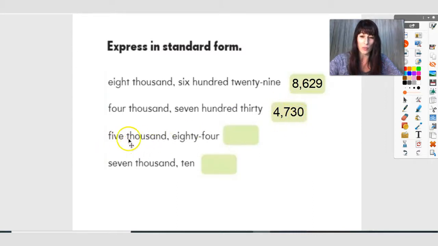Very good. Now for this one, 5,084, I would write 5,000. I don't have any hundreds, so I would have to put 0 because I didn't say 5,100. There's no 100 in my word form. And then just 84, so I have to remember to put the 0 for hundreds because I don't have any. And then 84, and then 7,010. Again, 7,000, no hundreds, and 10 because there are no ones, right?